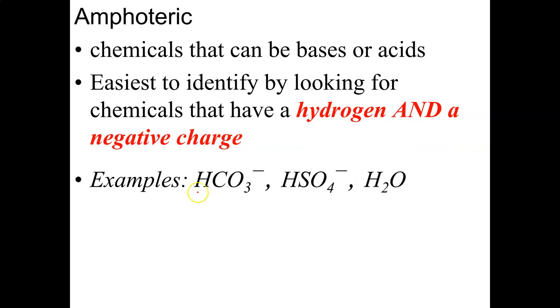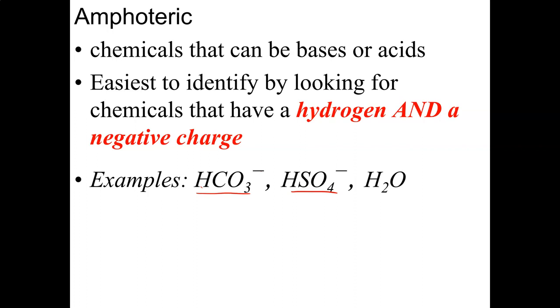So if you notice in each of these examples, they have an H and they have a negative charge. And the reason this works is because they could donate an H, which means that they can act as acids. And because they have a negative charge, they can accept an H, which means they can act as a base as well. What's the significance of amphoteric? They're just chemicals that could be acids and bases. That's pretty much the long and short of it.